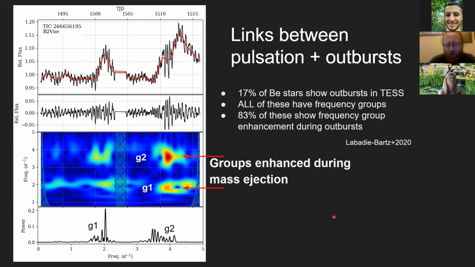So there often seems to be some connection between the strength of these frequency groups and the mass ejection events themselves. Every star observed by TESS that has flickers like this also has frequency groups. And in 83% of the stars with flickers, we see this enhancement of group strength corresponding to the timing of these events.